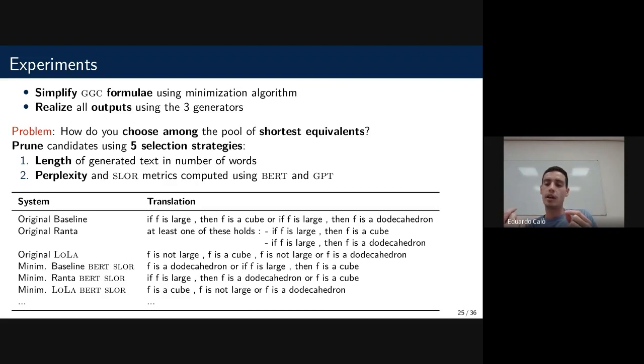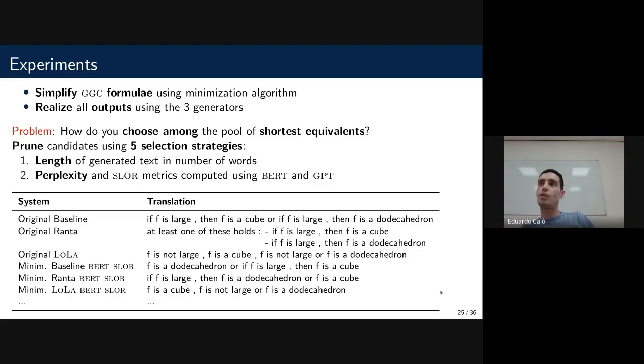So now the biggest problem is how do we choose among the pool of all these shortest equivalents, right? To pick between all these candidates, we experimented with 5 different selection strategies: length in number of words, and perplexity and SLOR computed using BERT and GPT. If you are not familiar with SLOR, it's basically similar to perplexity, but it penalizes unigrams which have a higher probability in the lexicon.